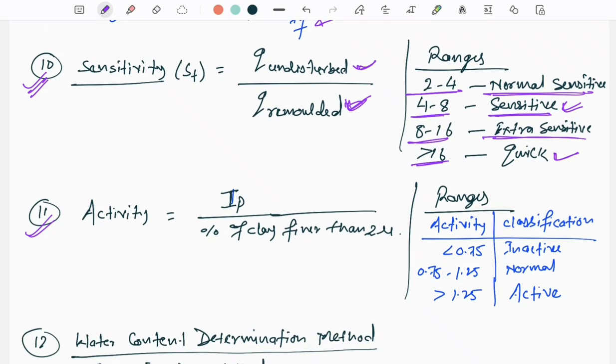Next one is activity. Many times in exams we have seen numerical questions asked on activity. It hardly takes 1 minute to solve this question. Activity is the ratio of the plasticity index to the percentage fraction of clay finer than 2 micron.